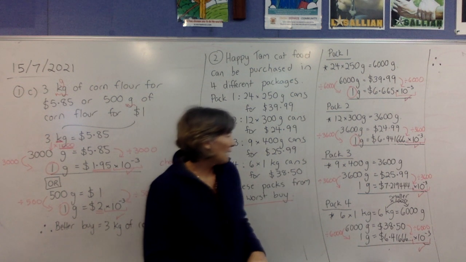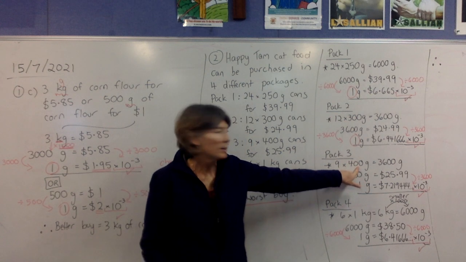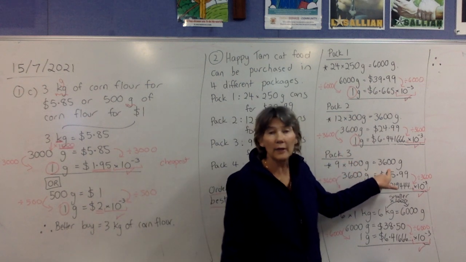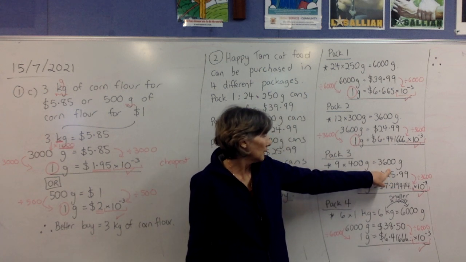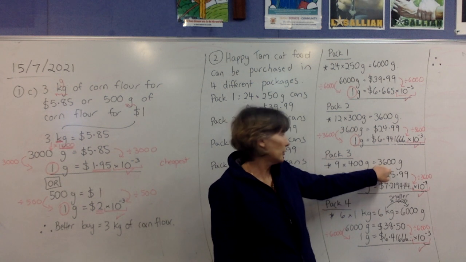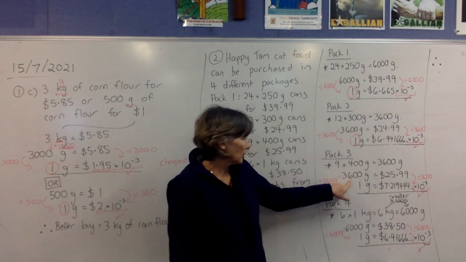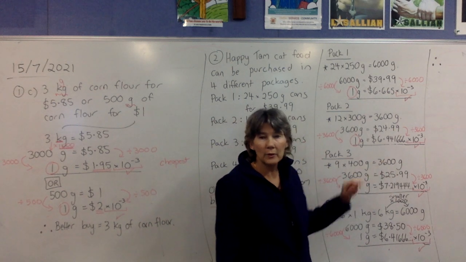The same again with pack 3. We're doing 9 cans of 400 grams each here. So our total mass in this box of cat food is again 3,600 grams. So we're paying for 3,600 grams worth of cat food in that box. So the 3,600 grams in pack 3 cost us $25.99.